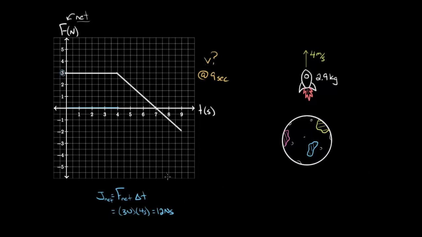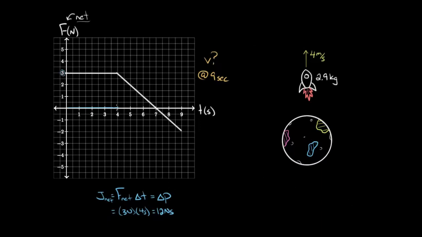But they teach you at the Alien Space Academy that the net impulse is not only equal to the net force times the time, it's also equal to the change in momentum of the object that the force was exerted on. And this is good. We know the mass of the object. We want to know something about velocity, so we know momentum is m times v. This net impulse is going to help us get there. But this 12 newton seconds was only for the first 4 seconds. How do we figure it out for the next 3 seconds?